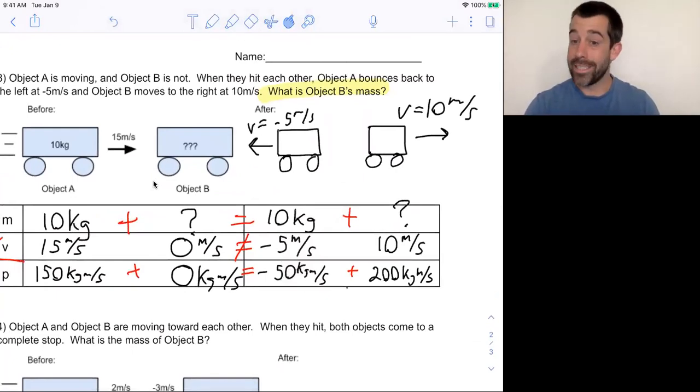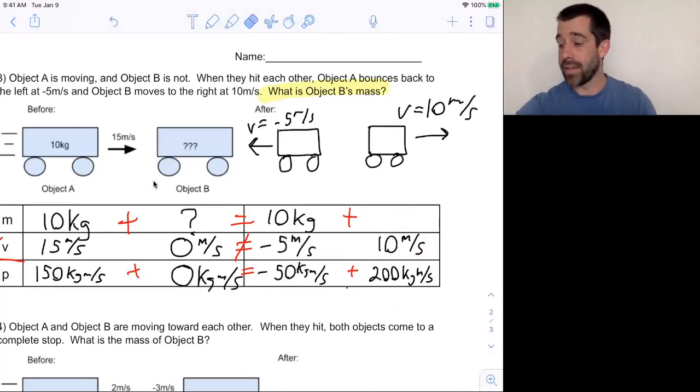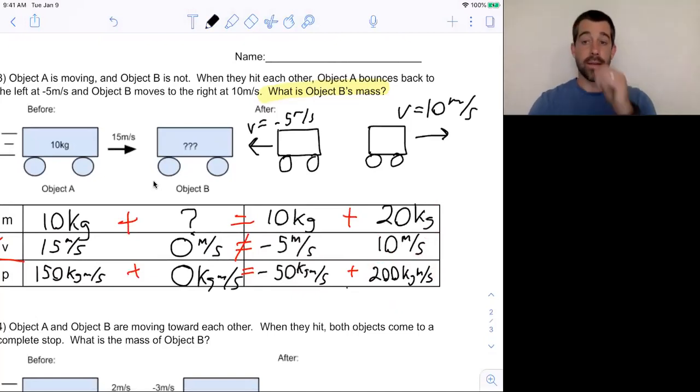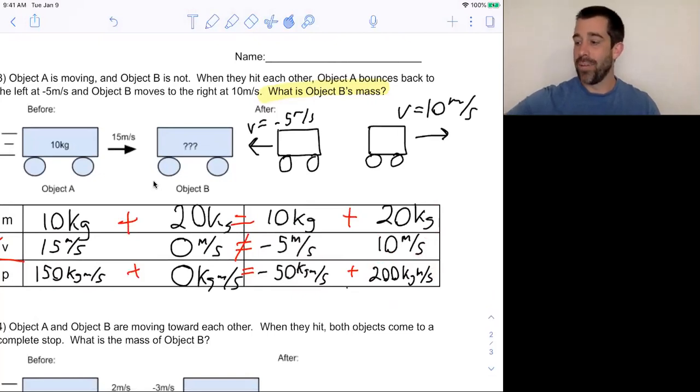All right, once I know that that is 200, I now have some important information right here, because I know that the mass times 10 equals 200, and therefore the mass must be 20 kilograms. 20 times 10 is 200. If that's the mass over there, then it must be the mass over here too, because it's the same object. We're going to go ahead and highlight that answer because that's what we were trying to find out, the mass of object B. The answer is 20 kilograms.